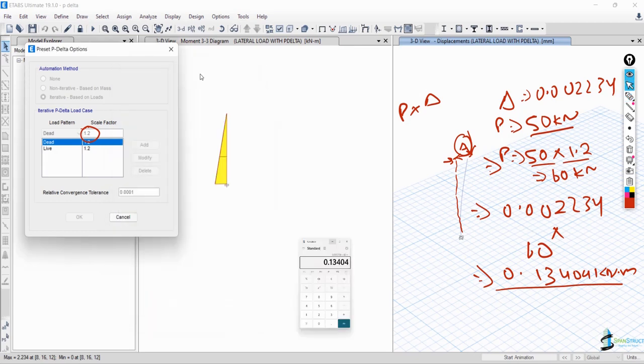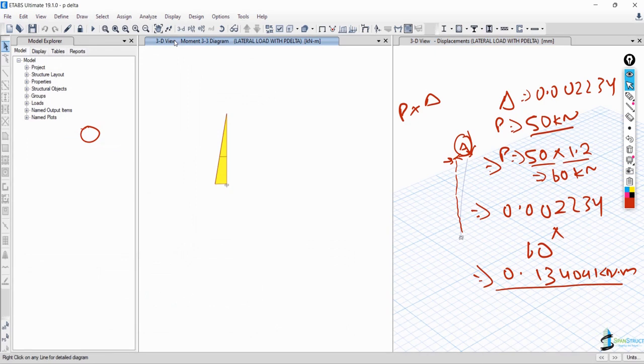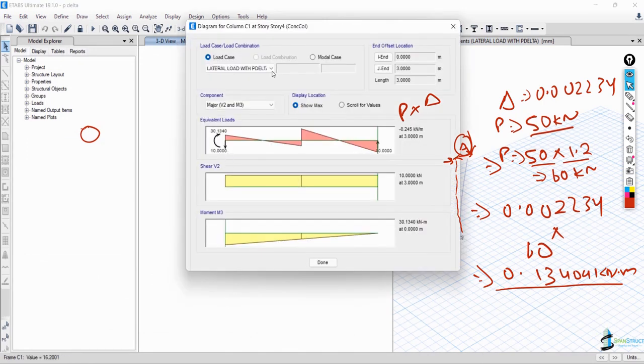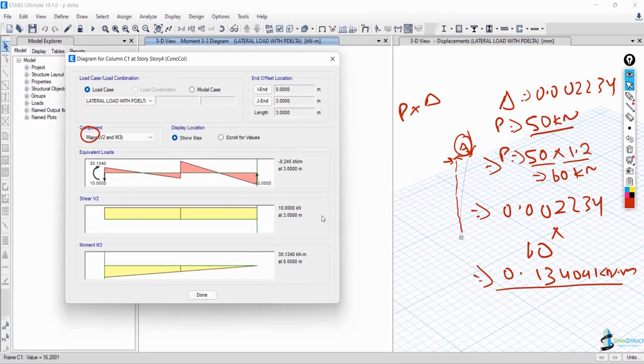If I open my moment diagram, I would like to show you. You already know that M total will be the primary moment plus the secondary moment. The primary moment, as you already know, will be the height multiplied by the lateral load.